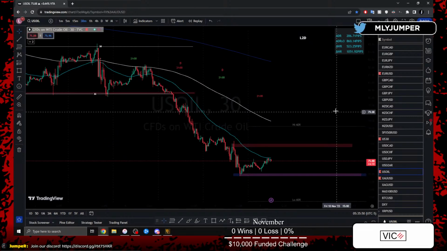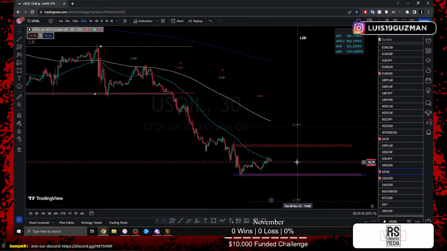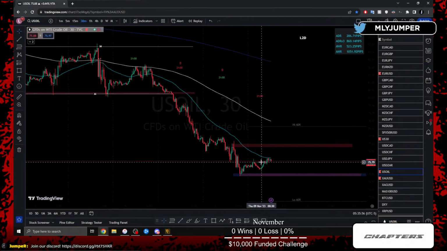Oil, let's take a look at oil. We have 2 days of drop. We have this high here, which is technically the body. We can see test, test, test, test. All these candles are testing.